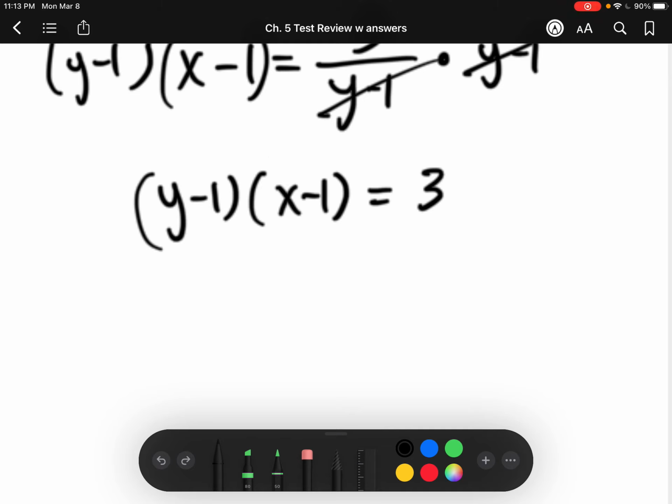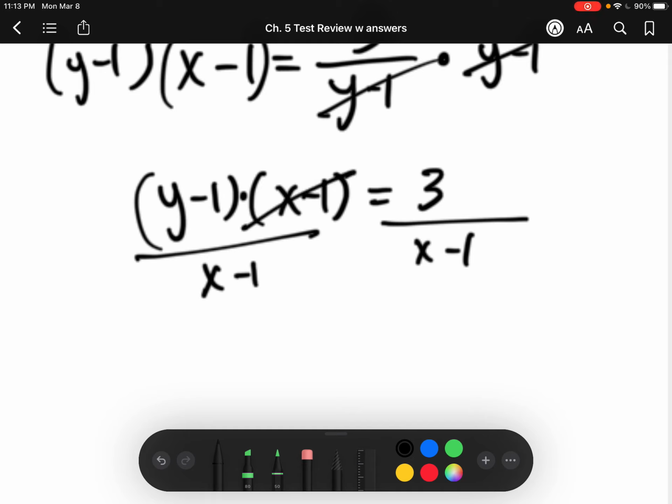So the easiest thing to do, since this term and this term are bound by multiplication, is to get rid of one by dividing by that term, right? So I want to get rid of the x minus 1. That's going to help me get closer to getting y by itself. So I'm going to divide both sides by x minus 1.